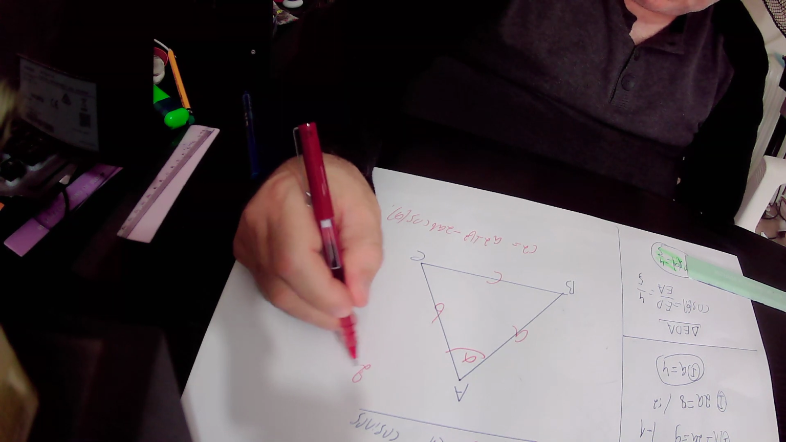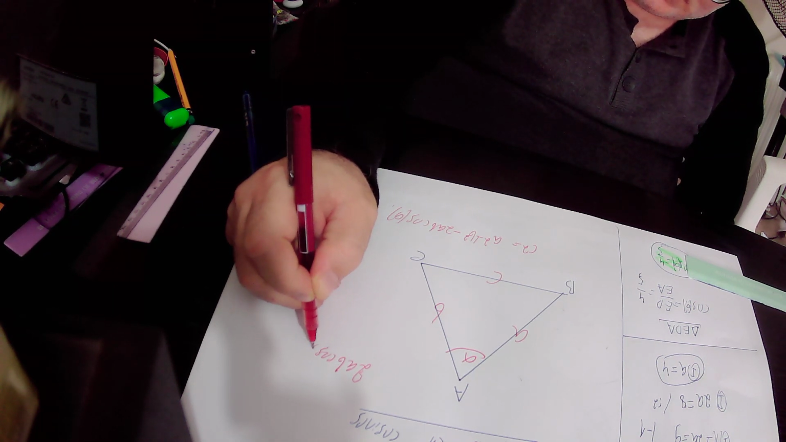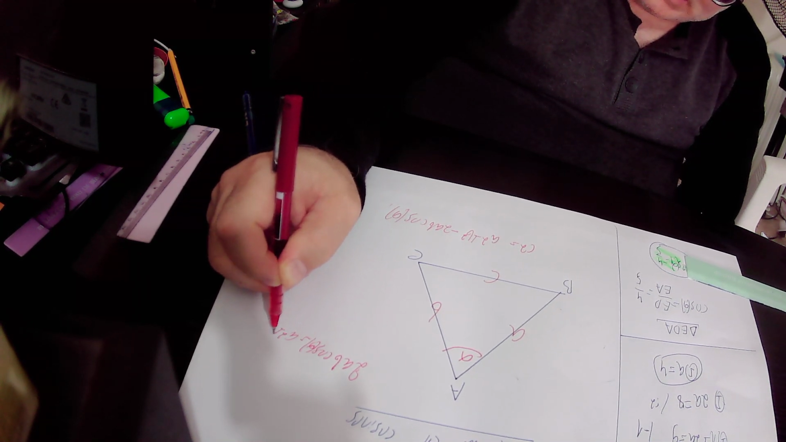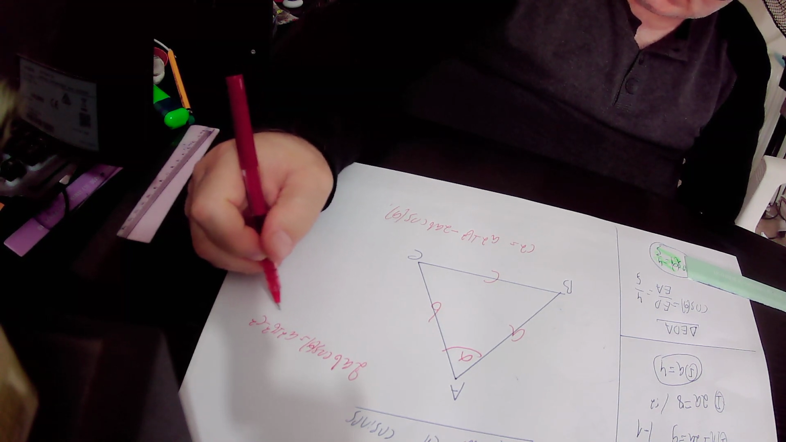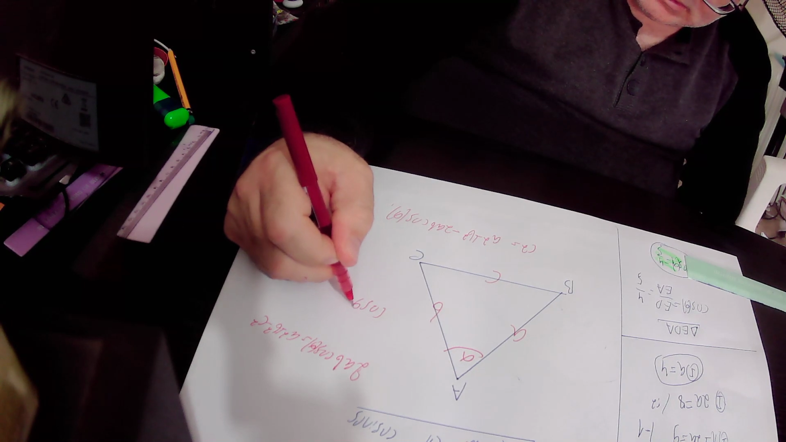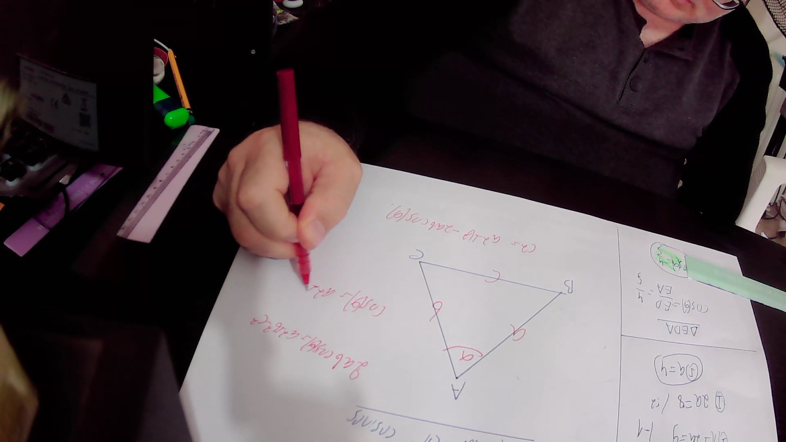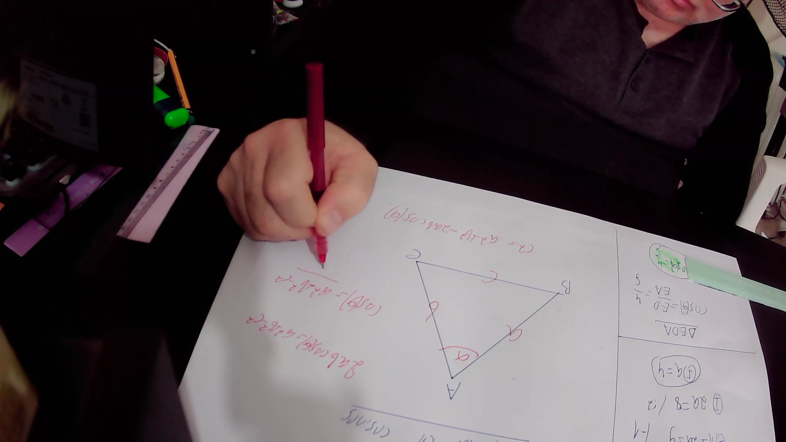2 times AB cosine alpha equals A squared plus B squared minus C squared. We divide this equation by 2 times AB and we get that cosine alpha equals A squared plus B squared minus C squared over 2AB.